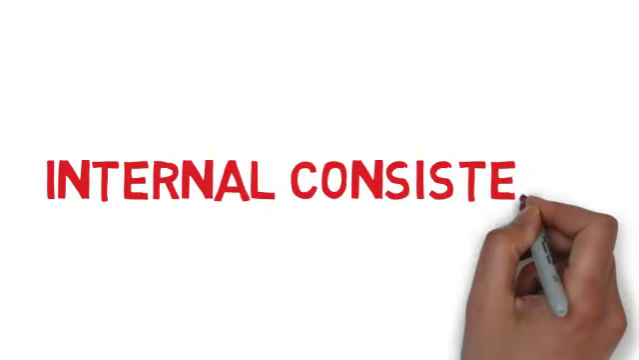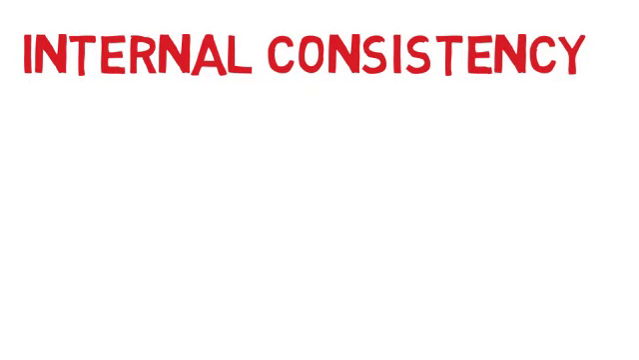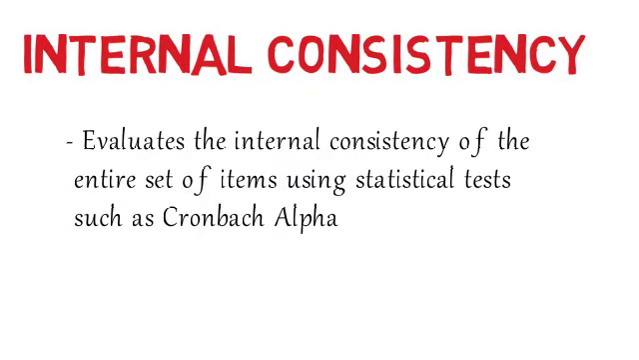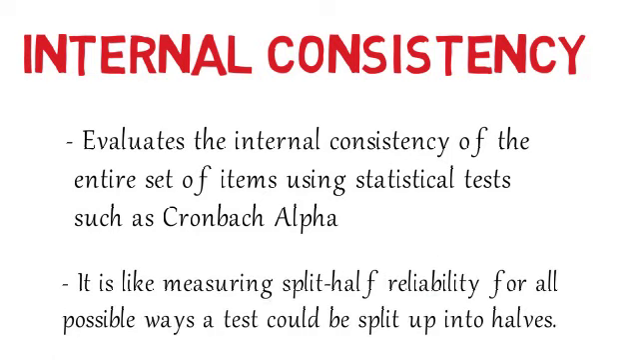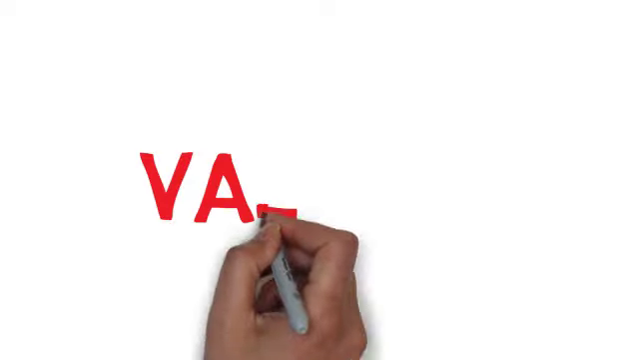And then, the second approach evaluates the internal consistency of the entire set of items using statistical tests such as Cronbach alpha. And it is like measuring split half reliability for all possible ways a test could be split into halves. Now we are done with reliability. Let's now move on to validity.